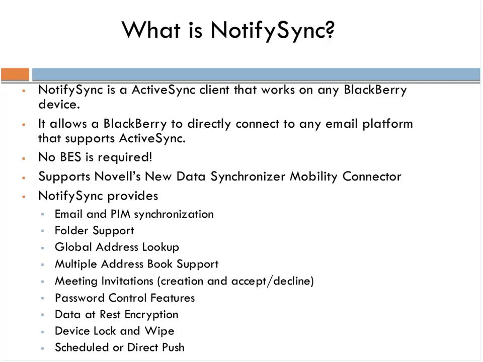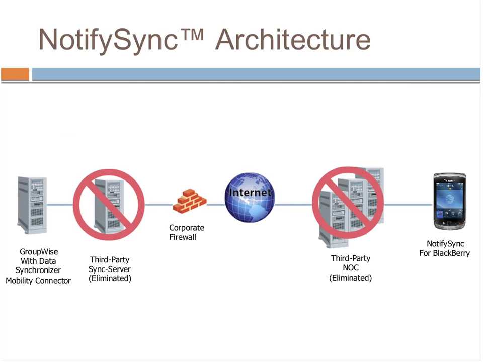Very nice product. From an architecture standpoint, I think you'll see here you've got a BlackBerry, and there is no NOC. It works right through the internet, right into the company, and it really would just connect with your GroupWise data synchronizer mobility connector, or another email platform, as long as it supported Activesync. So you see, I put the red circles with the line through them to let you see that it's a real straight, simple connection for the product.